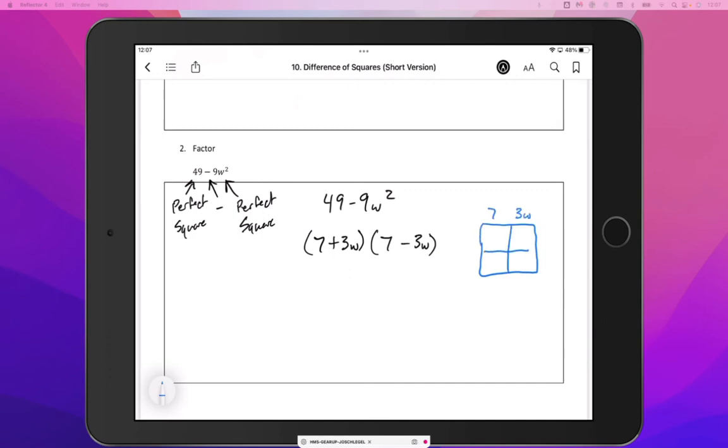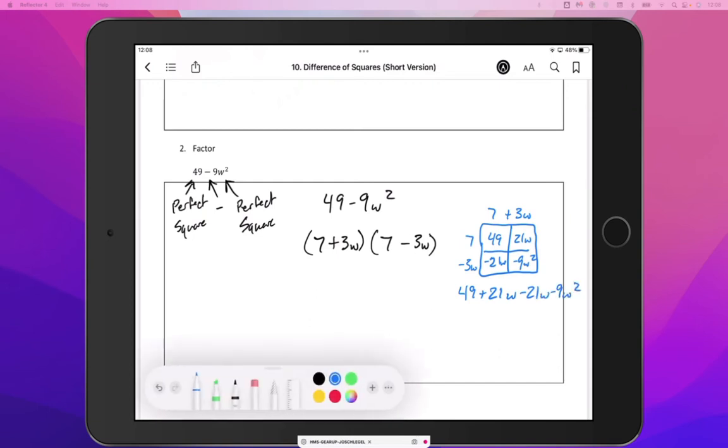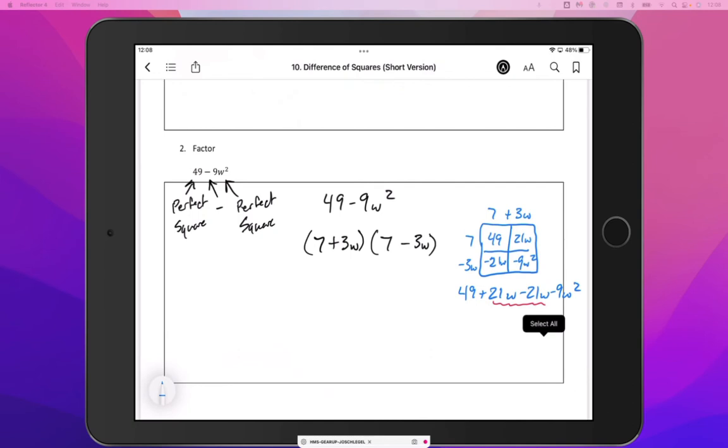7, 3w, plus 3w, 7 minus 3w. I would have 49, 21w, negative 21w, and negative 9w squared. So that would turn into 49 plus 21w minus 21w minus 9w squared. These two here in the middle would cancel each other out because they are opposites of each other. And we would be left with 49 minus 9w squared, which is what we started with.